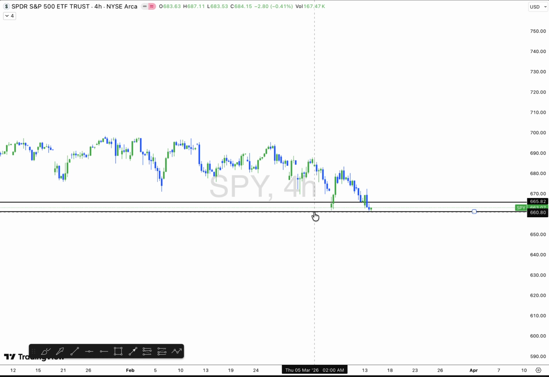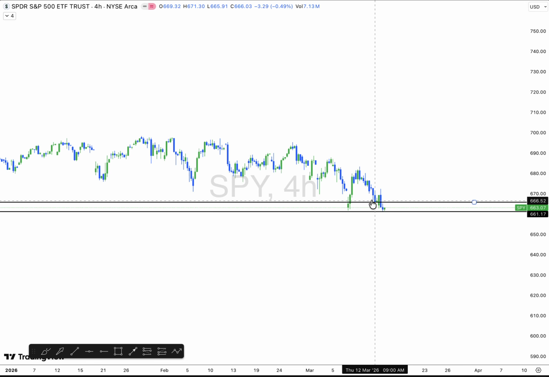What you have to do is look at it like this. These are all buyers in this area. Why? Because when this came down here to this level, these candlesticks pushed all the way up here. When it came down here, it pushed up now to this level. Now what we're looking for is a break of structure.